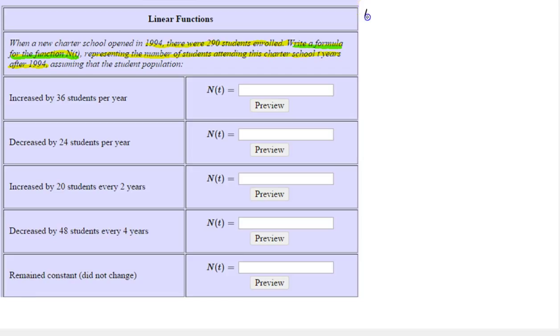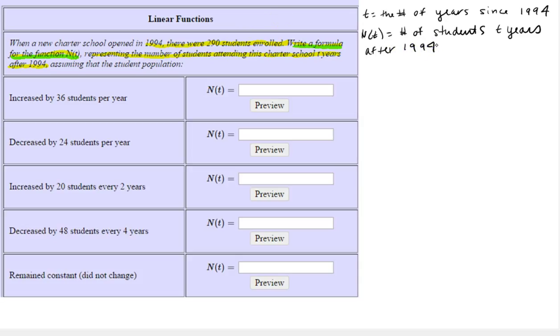So we know that t equals the number of years since 1994. We got that from here, t years after 1994. N of t represents the number of students attending the charter school in year t. So we will put number of students t years after 1994.